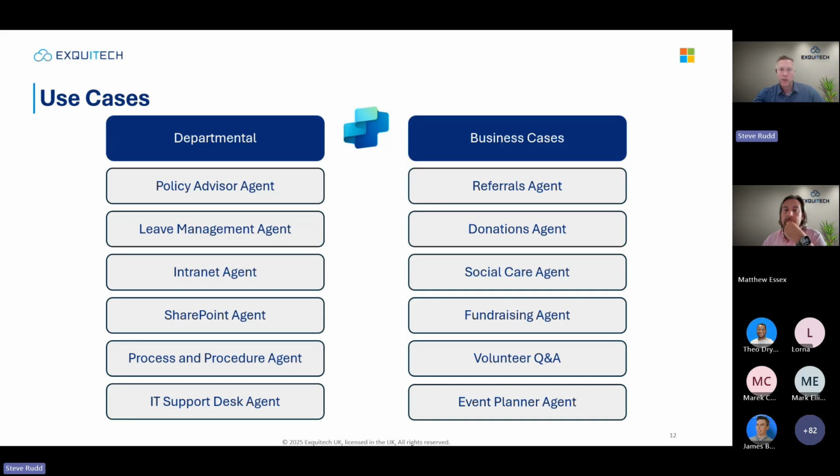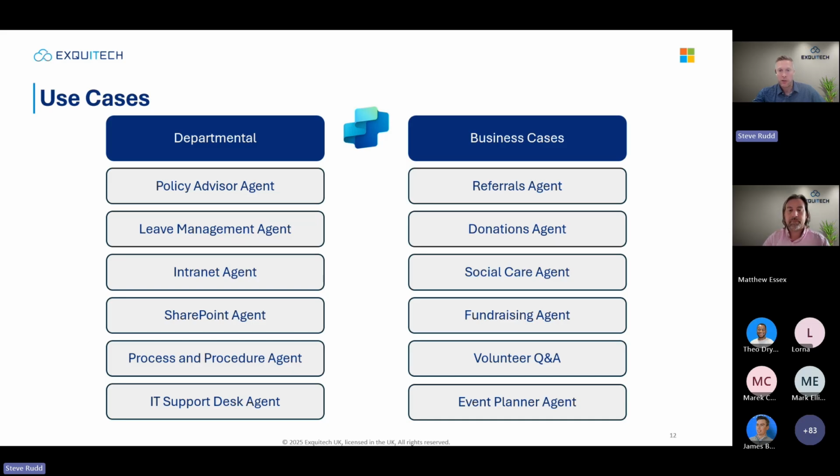A really common one we see is HR. For example, if you have an HR policy, you can attach an agent to that HR policy, and then you can talk to the actual policy and get the information from the policy rather than having to speak to somebody in HR. So there's a number of departmental agents you can see on the left hand side. These are examples of what we've used before.